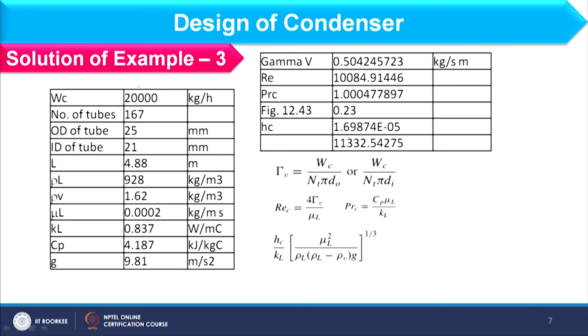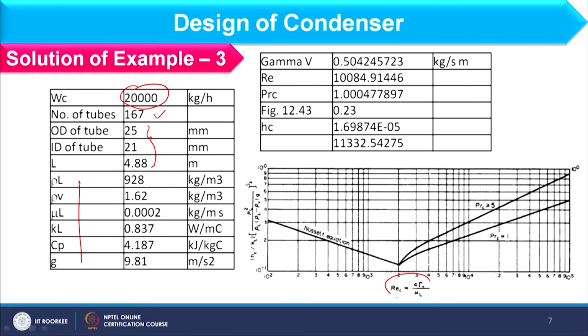So, condensate flow rate is given as 20,000, number of tubes is given as 167, OD and ID of the tube along with the length are given like this, and we are given properties of the fluid. First of all, we have to use the graph to find out the heat transfer coefficient on the tube side. If you see the graph, I should know the Reynolds number and the Prandtl number. So, first of all we should find the Reynolds number and then we will proceed further.